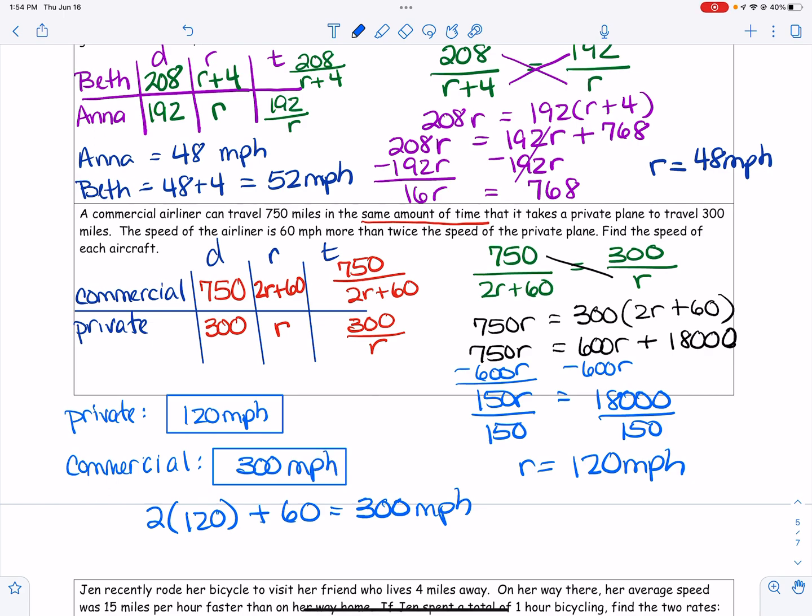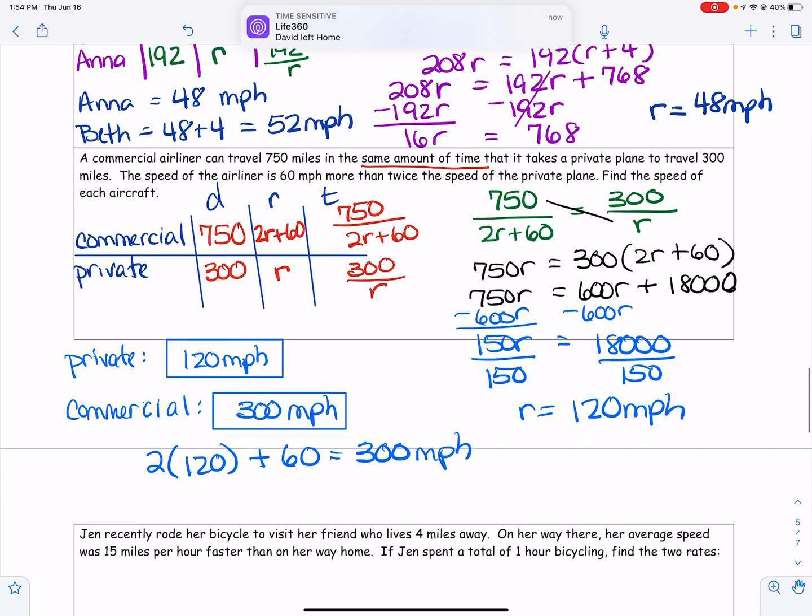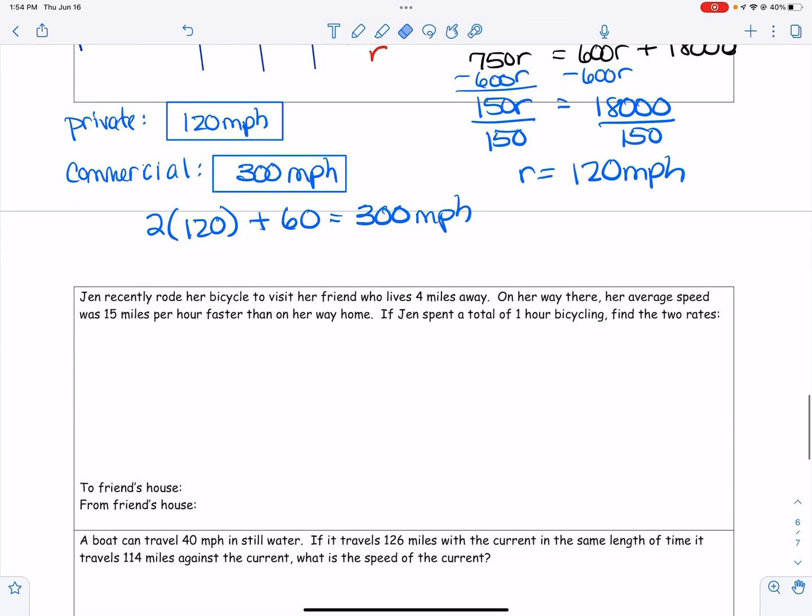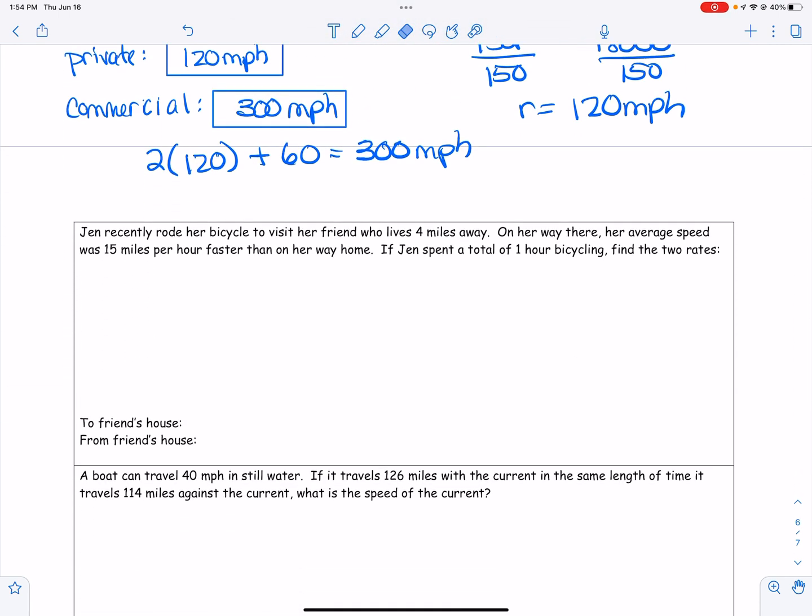Okay, so that's one specific type of problem that you'll have. Now, the other type of problem, we are going to have a little bit different setup. So when we have this different setup, we're still going to have our rate still defined where the variable comes into play, and our time is going to still be our distance divided by rate. But it's the type of equation that's going to be set up a little bit differently.